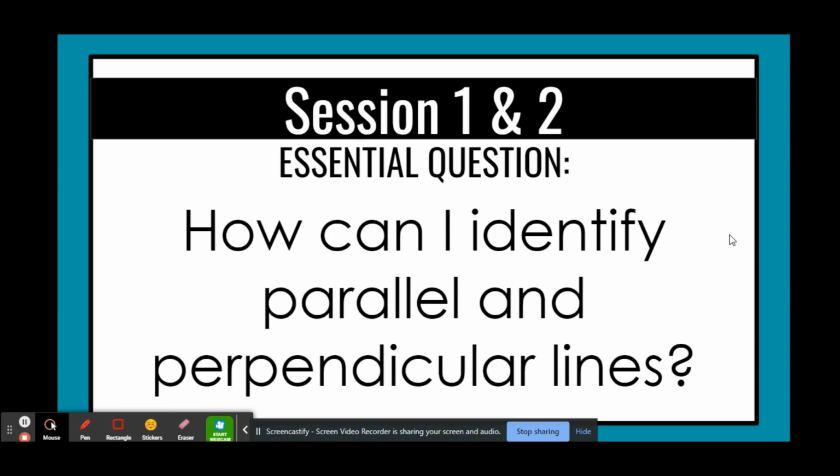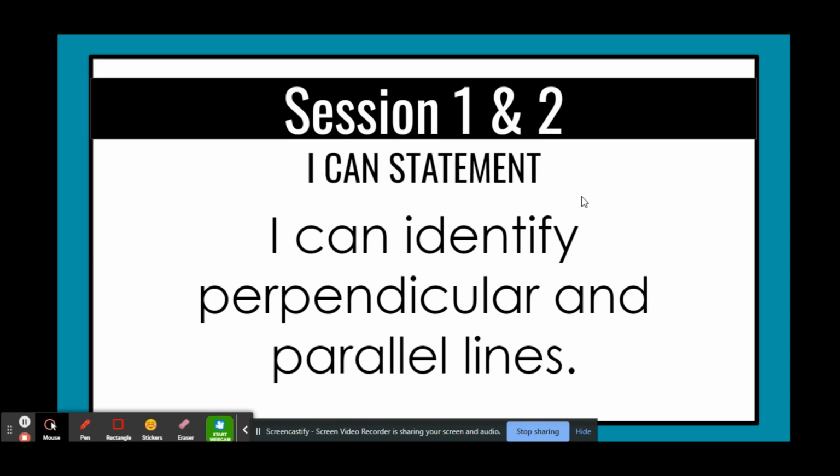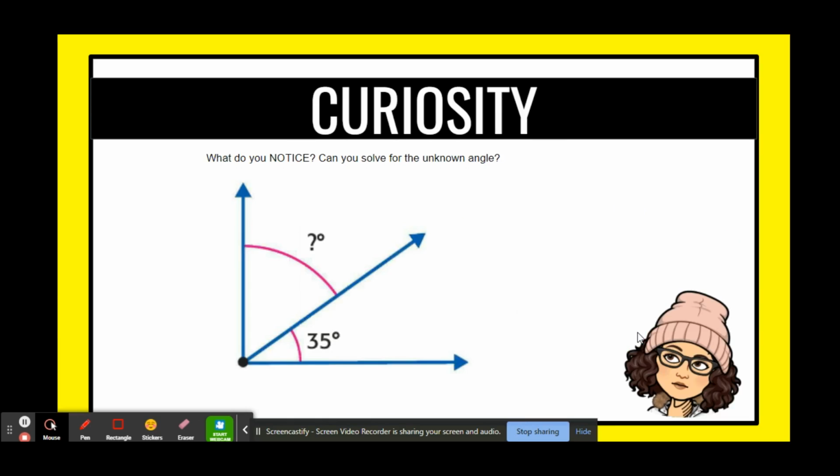So your essential question, how can I identify parallel and perpendicular lines? And your I can statement is that you can do that. So notice this right here, this picture. Can you solve for the unknown angle? So make sure that you've got something out that you can write on to solve these problems.